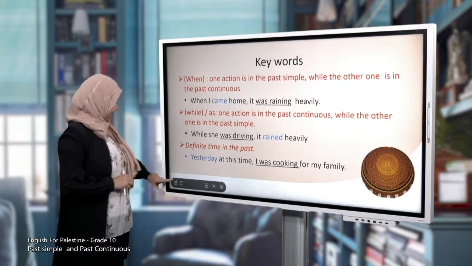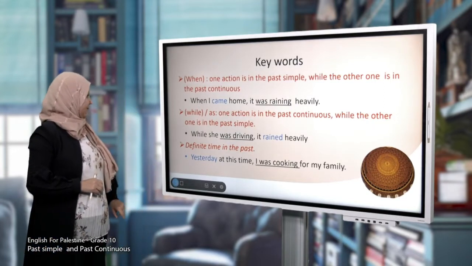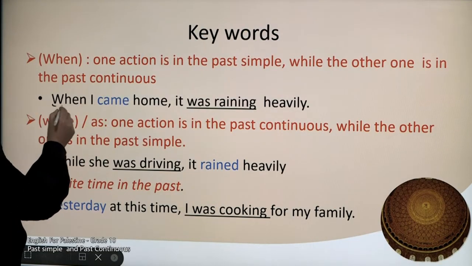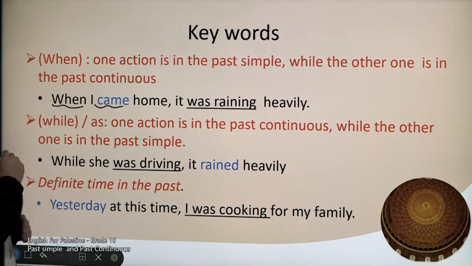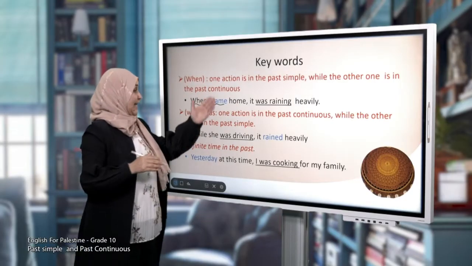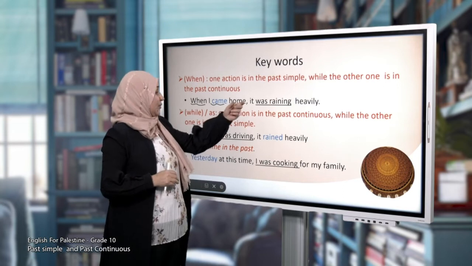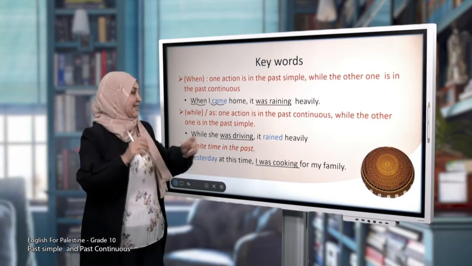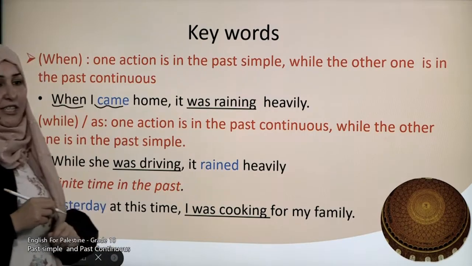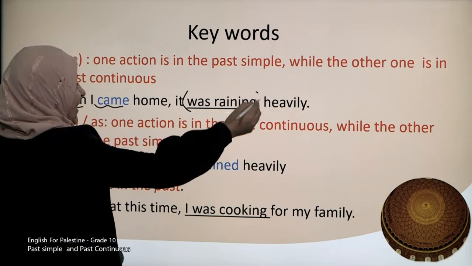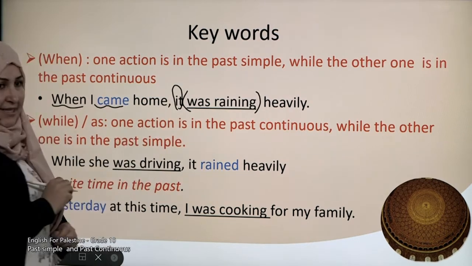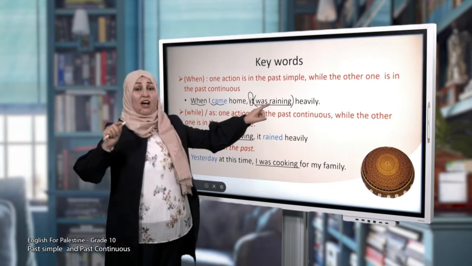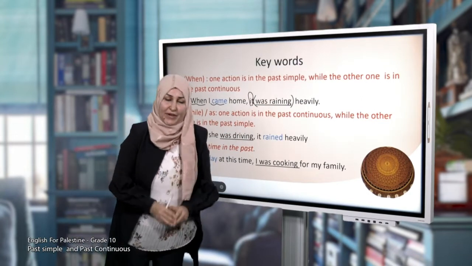Again, when I came, notice that with when we use the verb came, past simple. In the second sentence, we use past continuous, which is was plus ing. Was raining. The subject is it, it's singular, so we bring was and we add ing to the end of the verb.